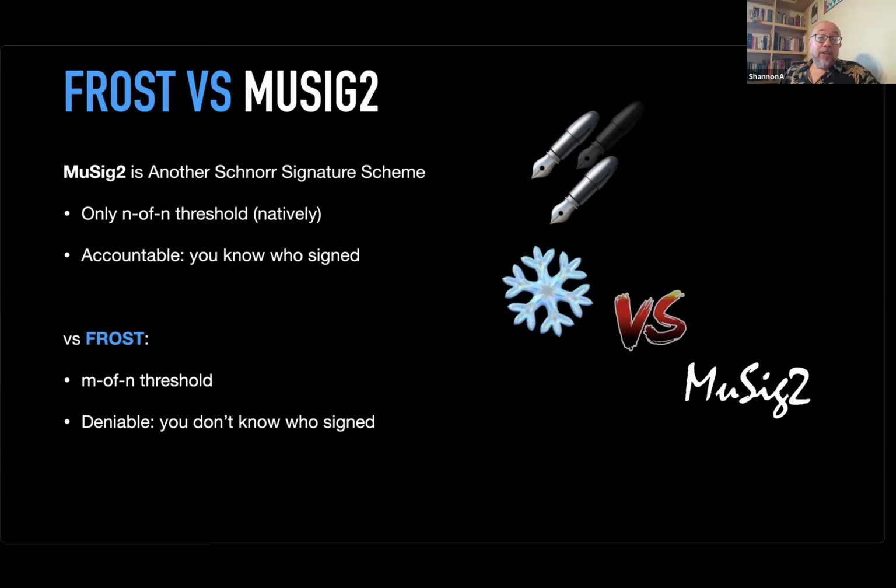Second, there's a contrast, which is FROST has the characteristic of privacy that I mentioned, while MuSig2 instead has accountability. You know exactly who signed. This is one of those cases where you're going to probably pick your signature system based on the particular needs of your use case.